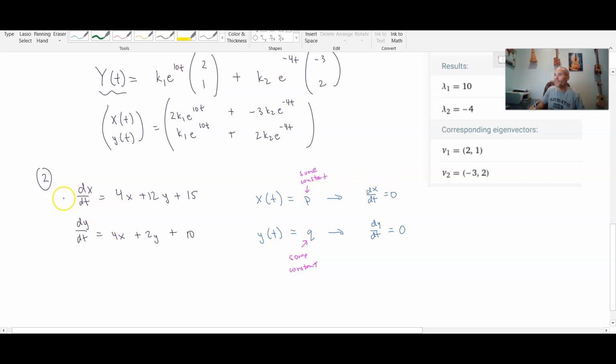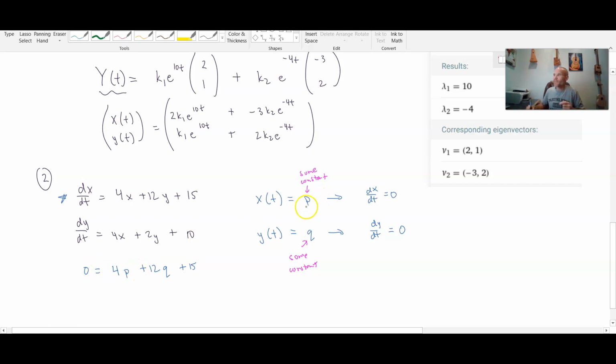And the reason I picked a constant for these is because now, if dx dt is 0, in this equation right here, I can write 0 equals 4 times x, which is some constant p, plus 12 times some constant q, plus 15. Well, this will certainly be able to add to 0.